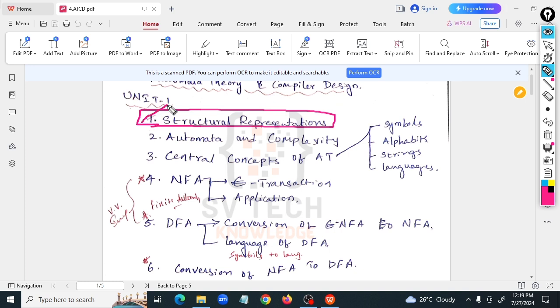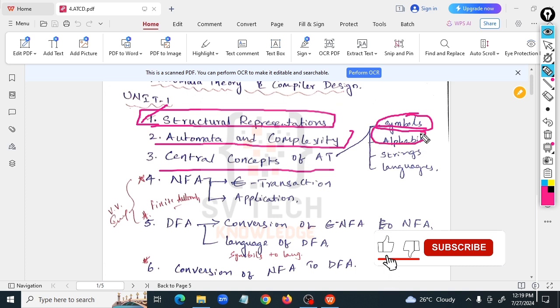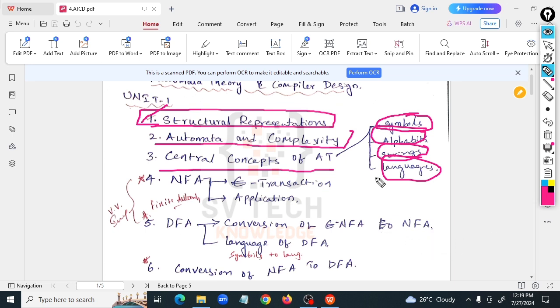I will first tell all the important questions, and then from those I will tell you the very important ones. The second question will be automata and complexity. Third question, central concepts of automata theory. Central concepts means you have to read about symbols, alphabets, strings, languages, all related to automata theory. The fourth question will be NFA, and the fifth question will be DFA. In NFA, you have to study epsilon transitions and applications, and in DFA, conversion of epsilon NFA to NFA is very important.